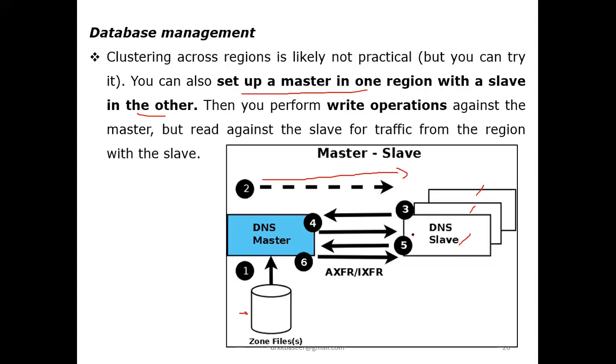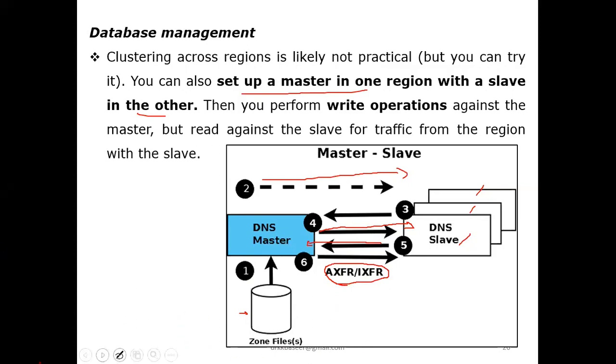Once you have done it, whenever any operation is done in this DNS master, it is automatically pushed to the slaves. Whenever anything is required, it is accessed in the fifth step through these types of protocols, AXFR or IXFR. This file recovery can be done through these protocols. So how this database management recovers is that we are maintaining all the zone files as a setup of a master and a slave.